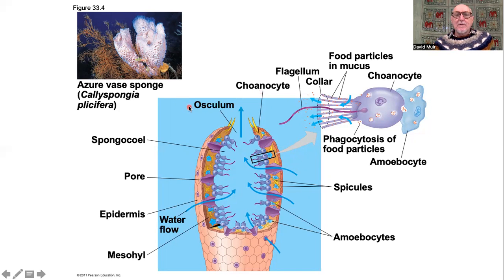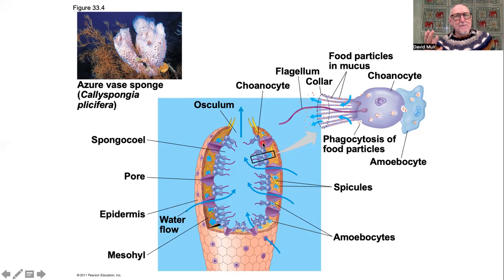The most important thing to note is the importance of this cell here, called the choanocyte, which you'll see has very, very strong similarities to the choanoflagellate. And those similarities, by the way, extend to molecular similarities as well. So it's quite clear that the choanocytes and the choanoflagellates are closely related.